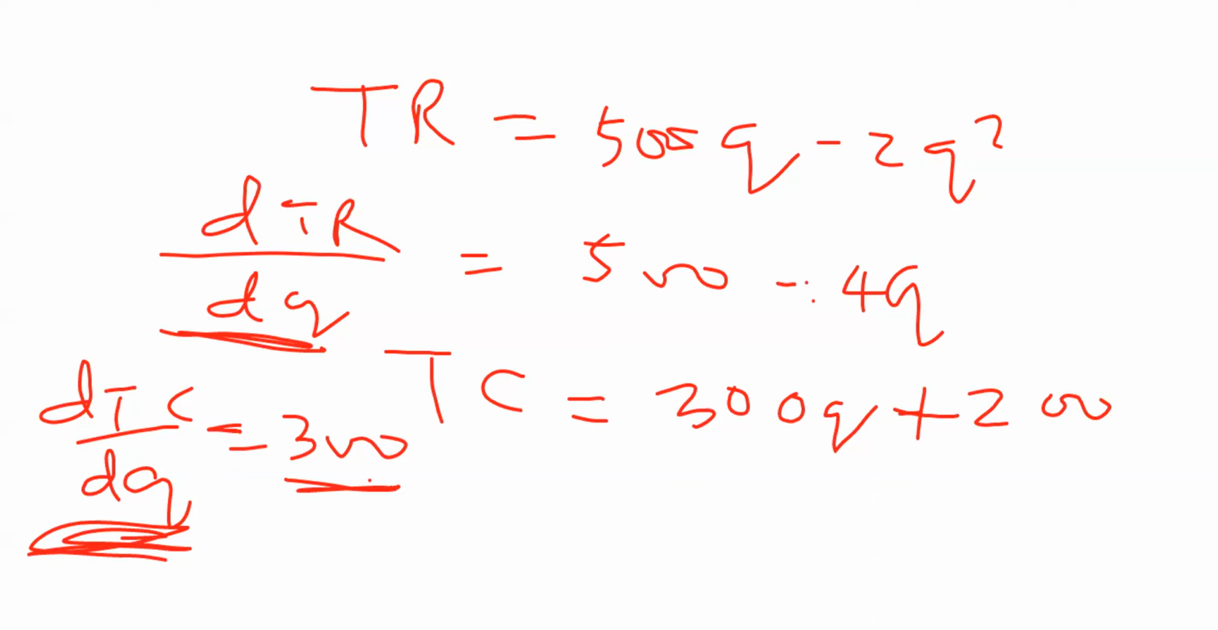That would be 500 minus 300 is equal to 4Q. 200 is equal to 4Q. So 200 over 4 is 50. Is it what we got before? Yes, that's what we got before. That means we are right with that.